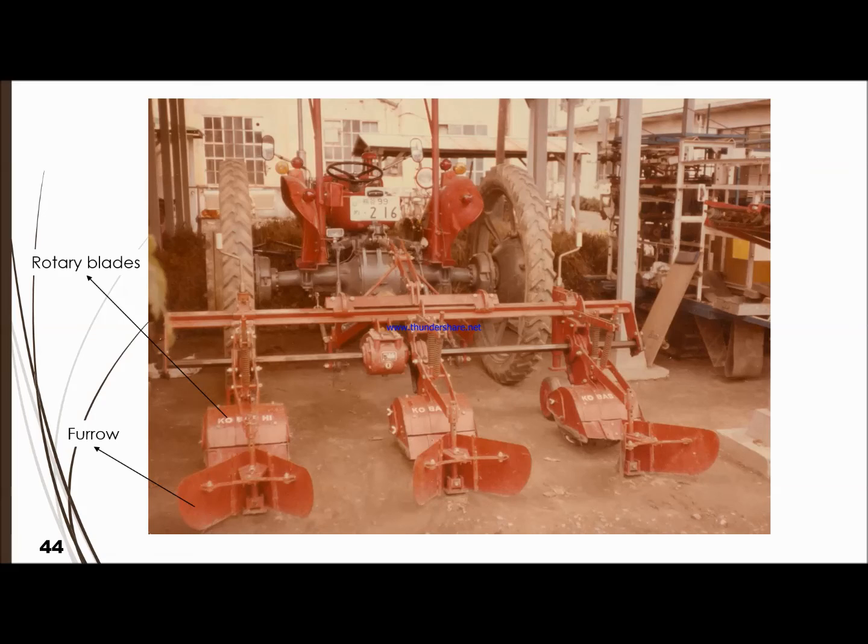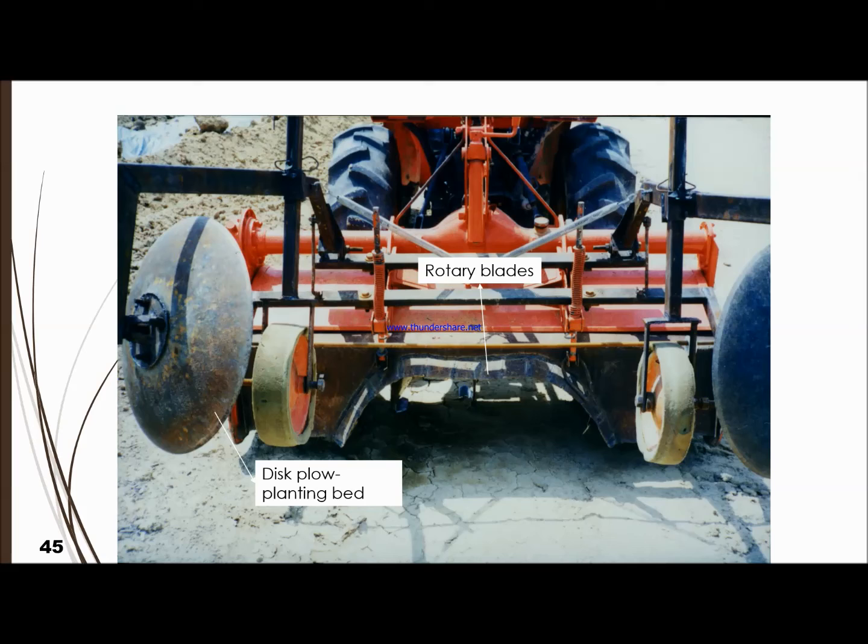And weeding. Yes, this is another example of a tillage operation combined with weeding. We have rotary blades and a furrow. While the blade is moving forward, you can see the formation of the bed can be done using a furrow. And another example of a rotary blade, in this case, we make a bed. In the class, maybe I have to explain a bit on this. This plow and planting bed.